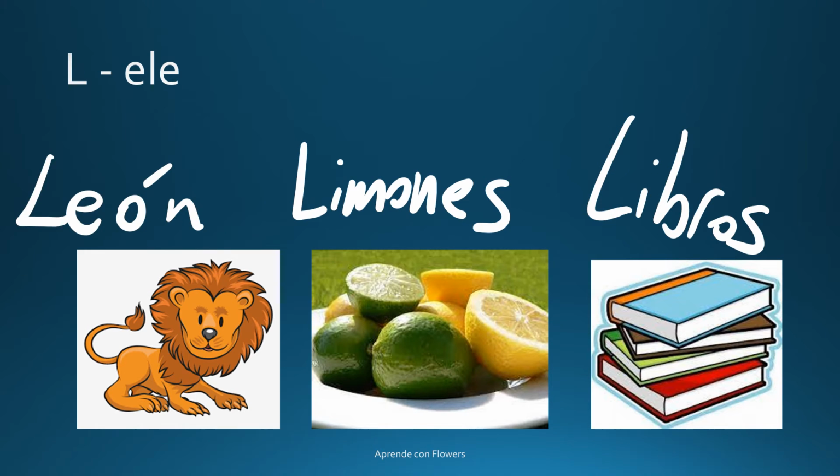L. L de león. And as you can see here, I have both the limes and the lemons as limones. Some places they do call both of them limones, but also the green ones are called limas. Okay? Then we have libros.